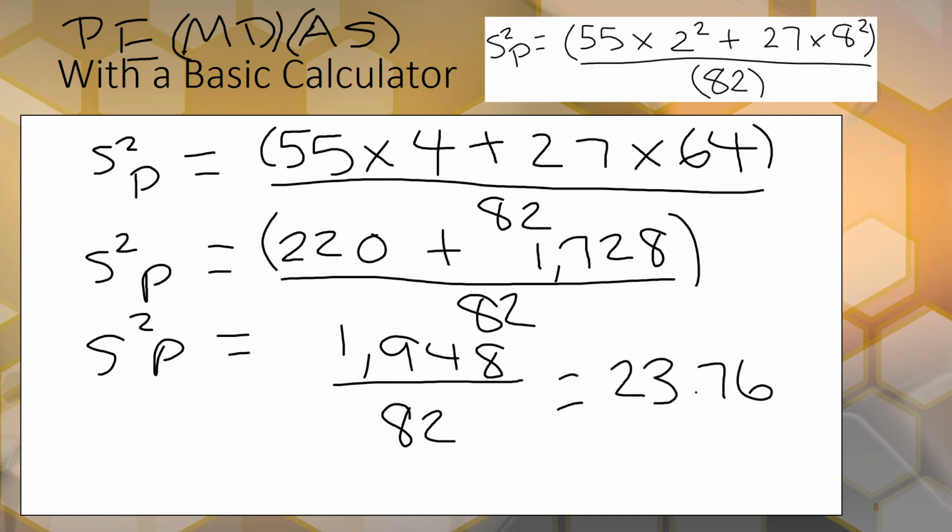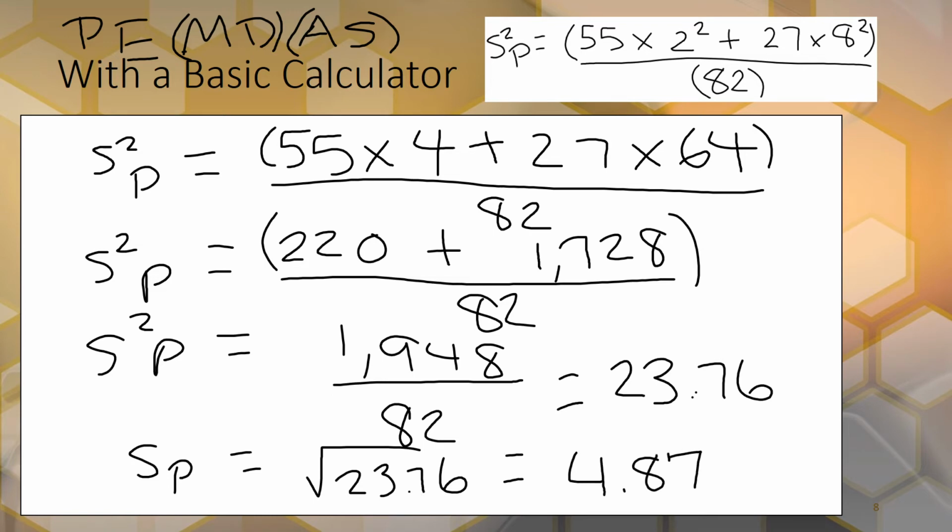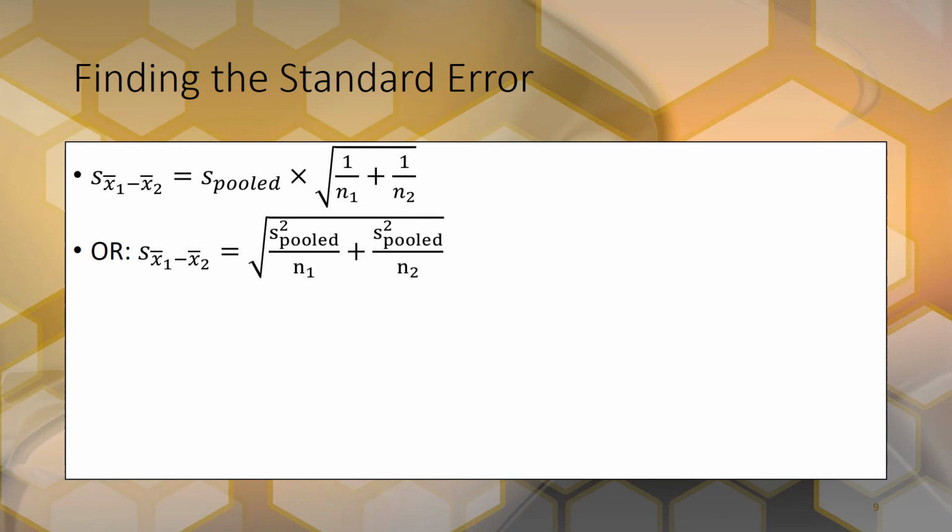23.76. But then we need to take the square root of that to get the pooled standard deviation. This 23.76 is the pooled variance. So if you take the square root of that, you'll get 4.87. And that's the pooled standard deviation. Alright, so you found the pooled standard deviation. That's a big part of it.